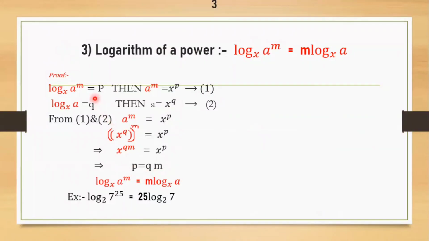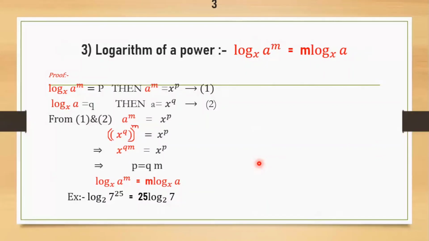So p is log of a to the power of m to the base x, which equals q into m. Q is log of a to the base x, and into m. So it can be written as log of a to the power of m to the base x equals the power in the index into that log. That is m into log of a to the base x. Example, log of 7 to the power of 25 to the base 2 is written as the index into that log, 25 into log of 7 to the base 2.